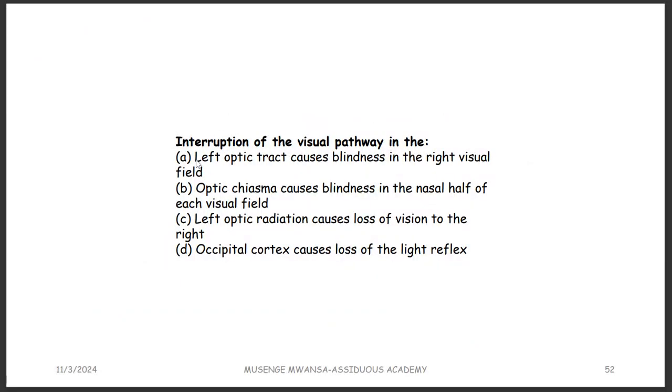So let's start with a left optic tract causes blindness in the right visual field.